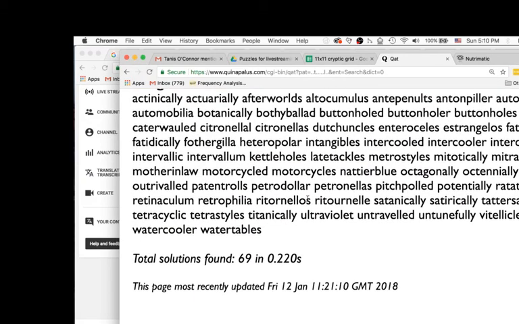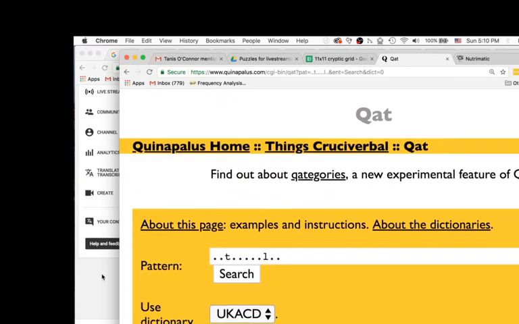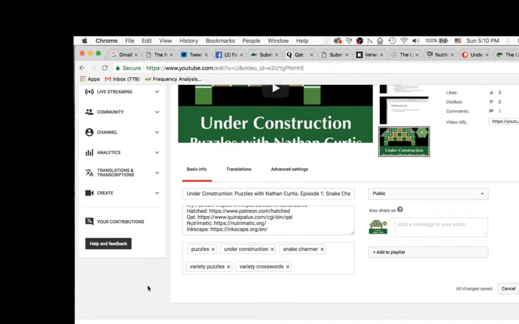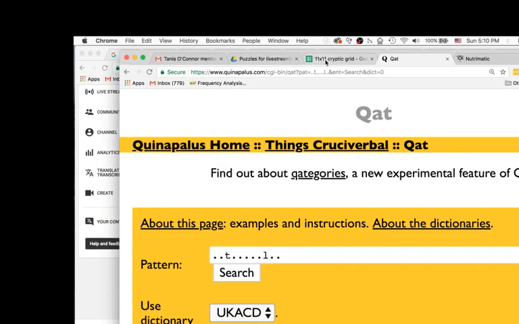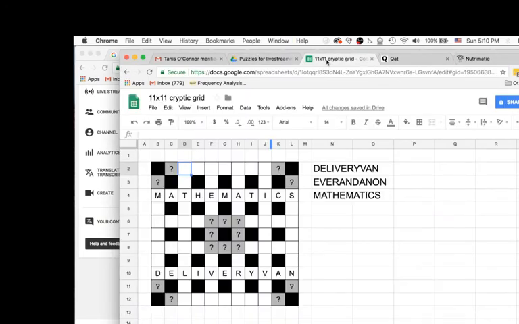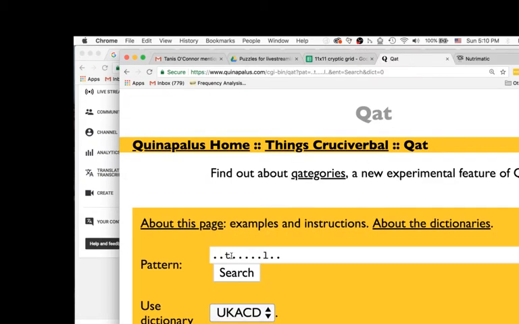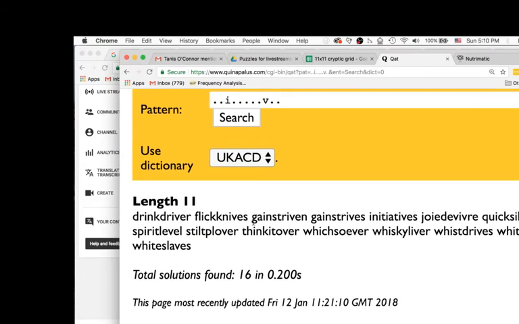Oh, that's a lot of words. I think that'll be fine. Let me see the other one. Oops, wrong window. The other one is two letters, then I, then five letters, then V, then two letters. So change these to I and V. We have 16 words. That's small enough that I want to see what I have.